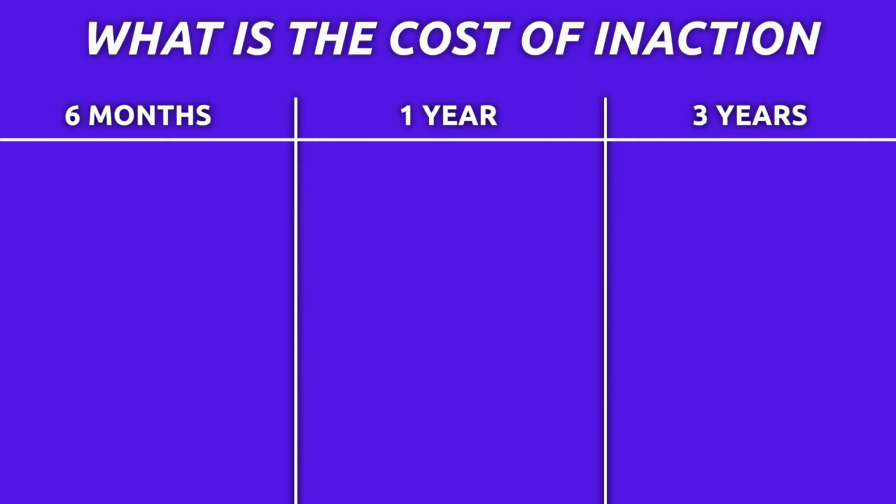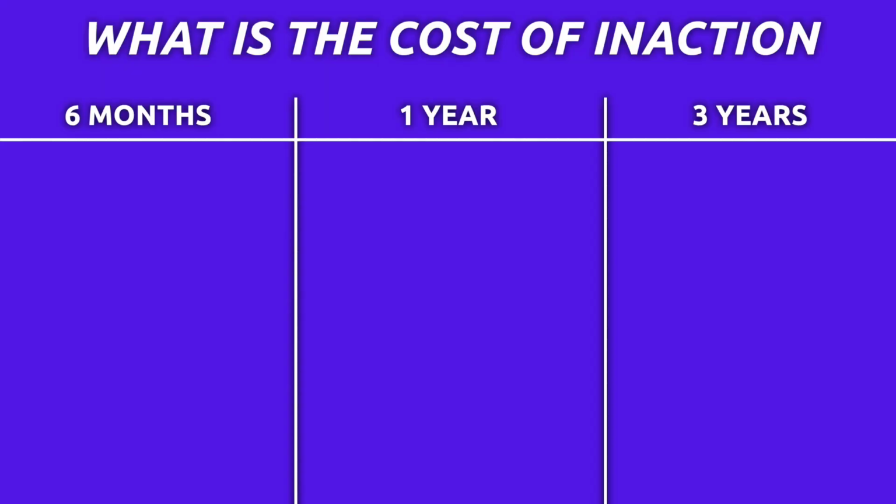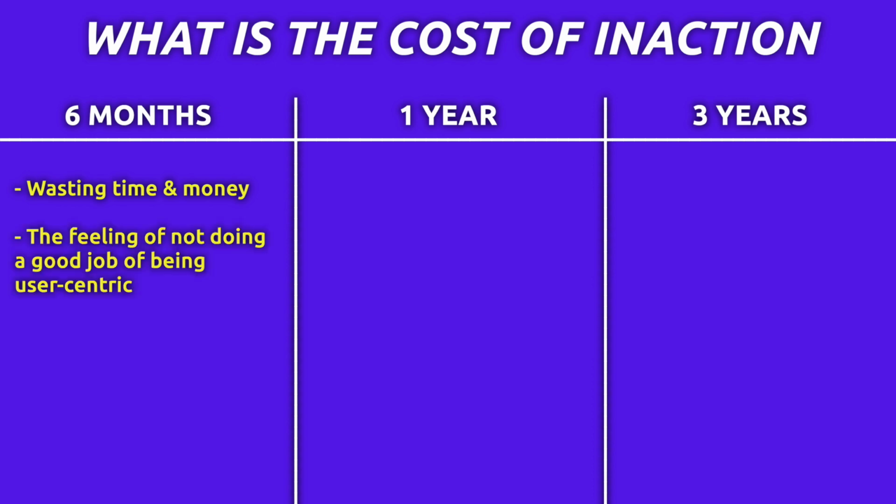The third section is the cost of inaction. People often think about, okay, what's the cost of me doing this? But equally bad is sometimes the cost of not doing anything. So this will help you to understand, okay, you should do this and not really not do anything, if that makes sense. So what's the cost of inaction emotionally, physically, financially, etc.? So for 6 months, I wrote, I waste time and money, or we waste time and money, and I feel like I'm not doing a good job at being user-centric.